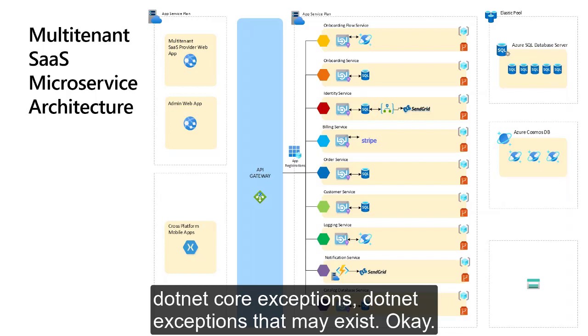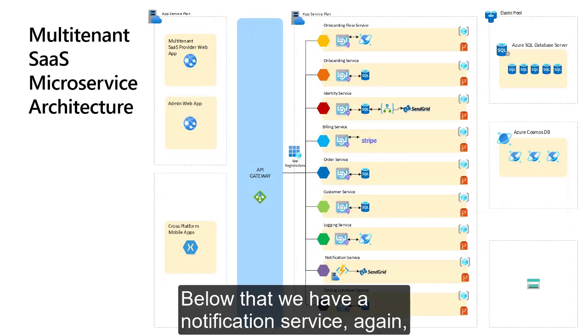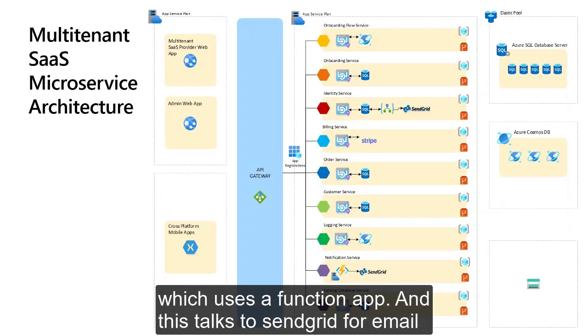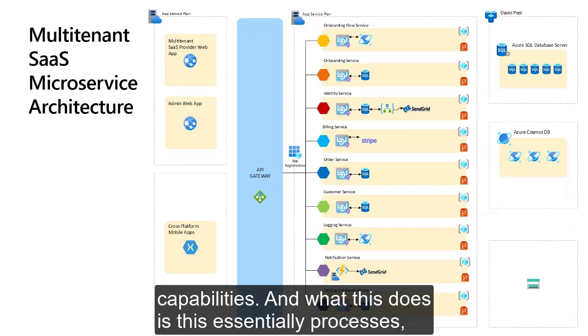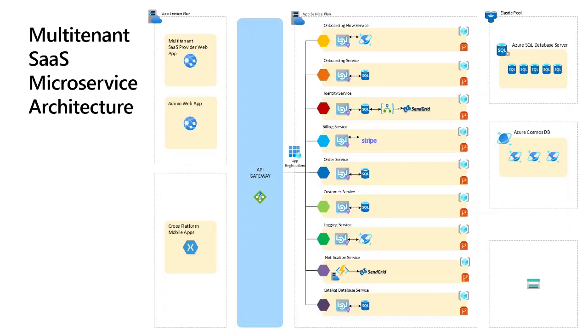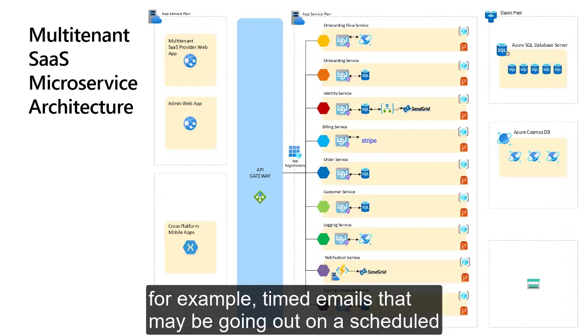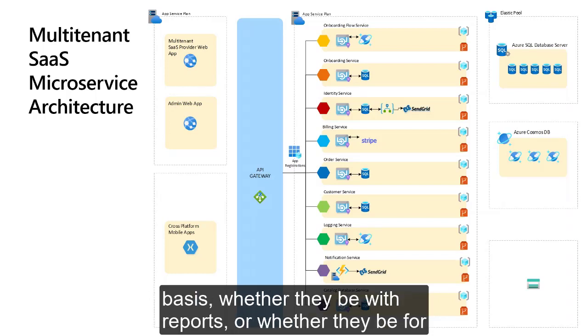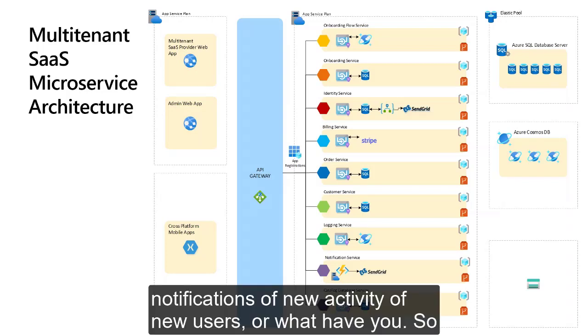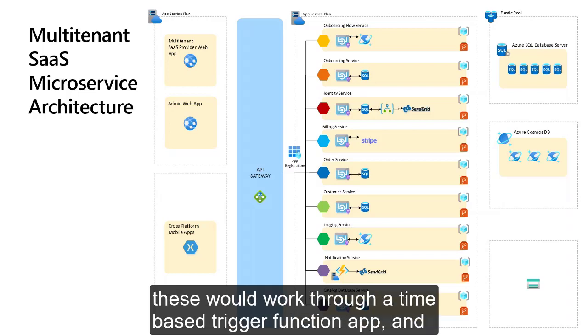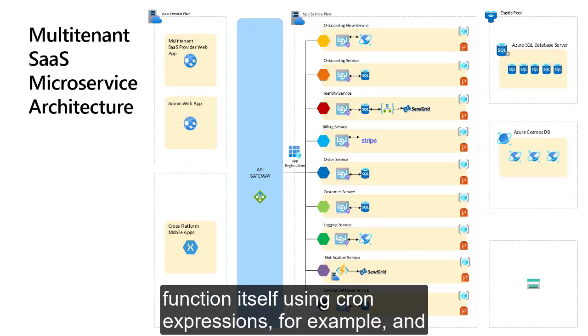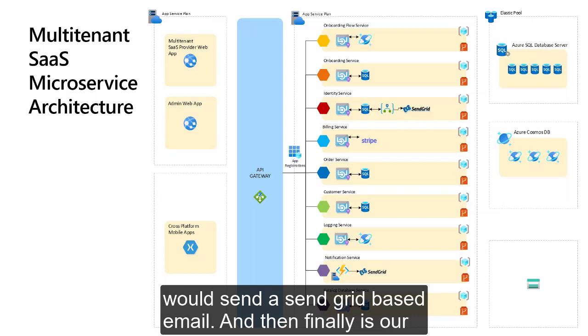Okay. Below that, we have a notification service, which uses a function app. And this talks to SendGrid for email capabilities. What this does is essentially process, for example, timed emails that may be going out on a scheduled basis, whether they be with reports or notifications of new activity, of new users, or what have you. So these would work through a time-based trigger function app and function itself using cron expressions, for example, and would send a SendGrid-based email.